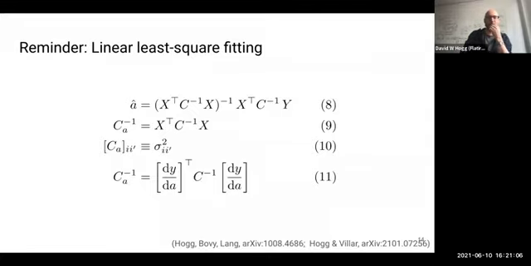And then 11 is just rewriting that in terms of, instead of writing in terms of X, writing it in terms of the derivative of your model with respect to your parameters, which is the same thing. 9 and 11 are identical because the model is linear. That's the Fisher information.